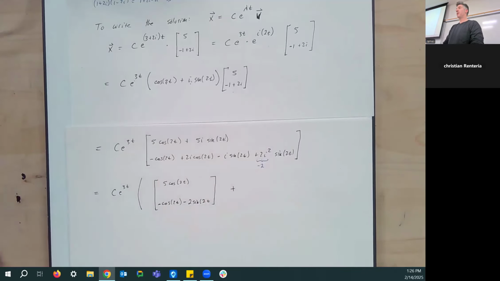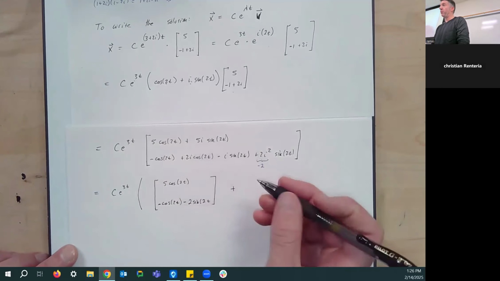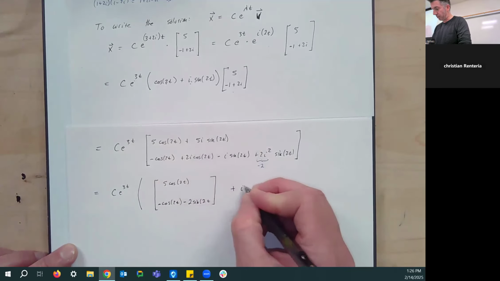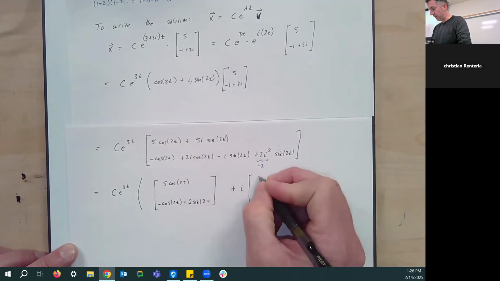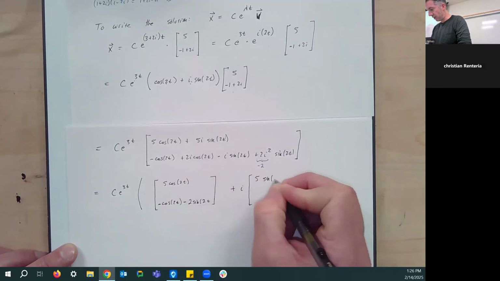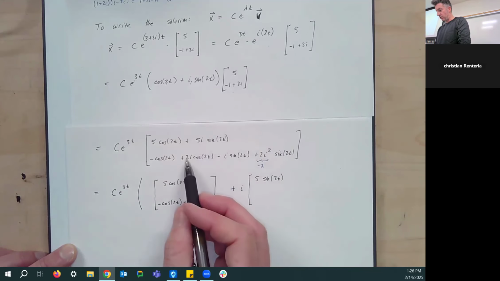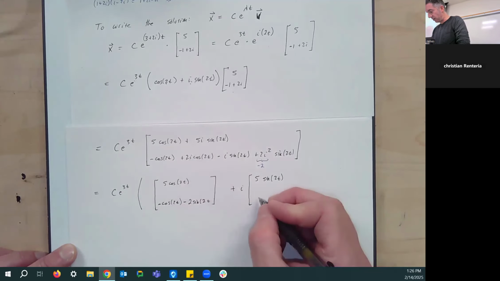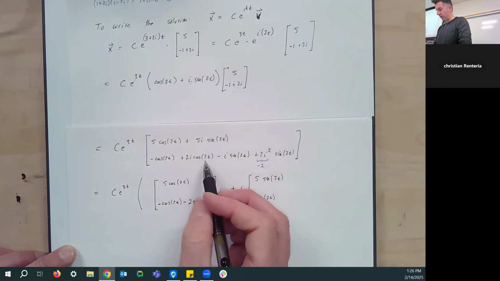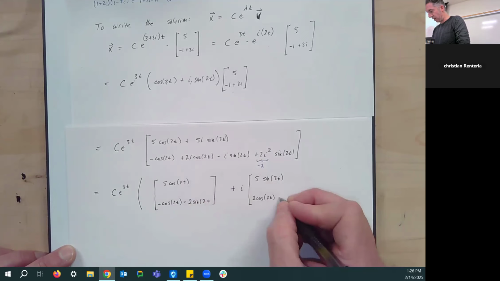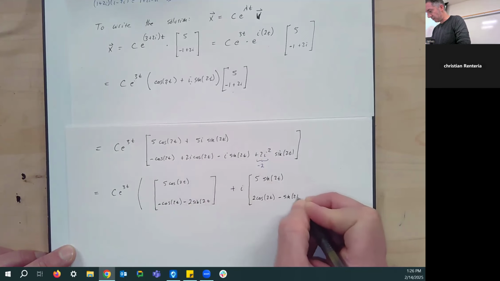Plus, then we have the imaginary parts. We have our 5i sine of 2t, and I'm going to pull the i out in front because that's pretty typical. So i times 5 sine of 2t. And in the second component, we have a 2i cosine of 2t, so we have a 2 cosine of 2t. And we have a negative i sine of 2t, so we have a minus sine of 2t.